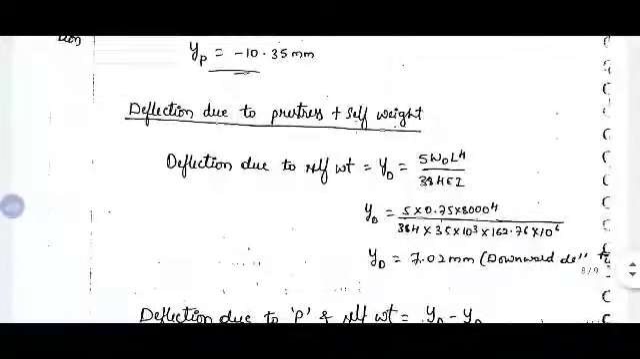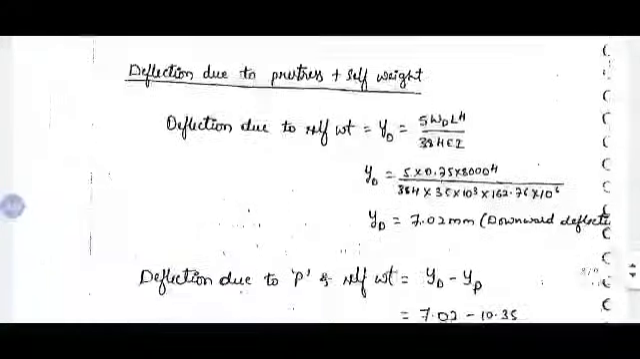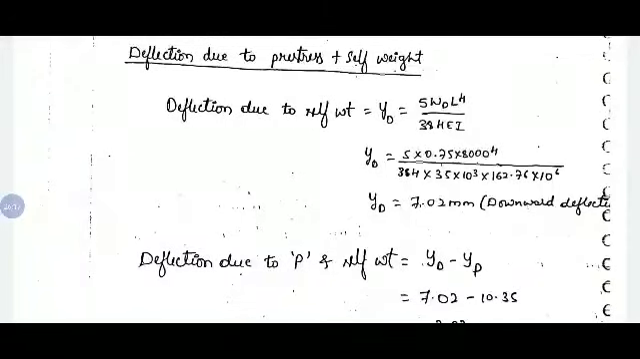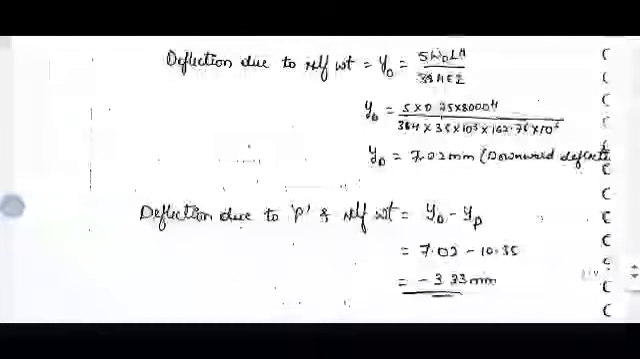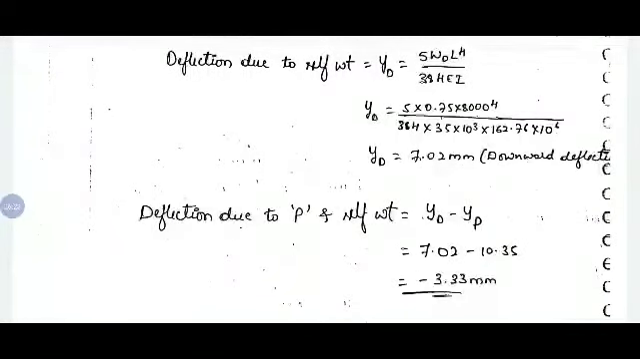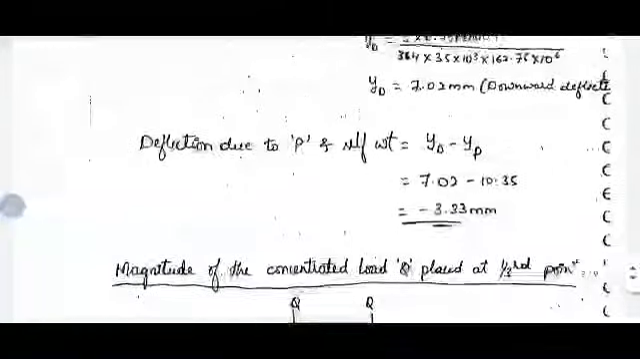Next, deflection due to pre-stress plus self-weight. So first we need to calculate deflection due to self-weight. It will be in the form of UDL. So 5 w L power 4 divided by 384 EI. On simplifying we will get 7.02 mm. Deflection due to pre-stress plus self-weight, Yd minus Yp, we will get minus 3.33 mm.